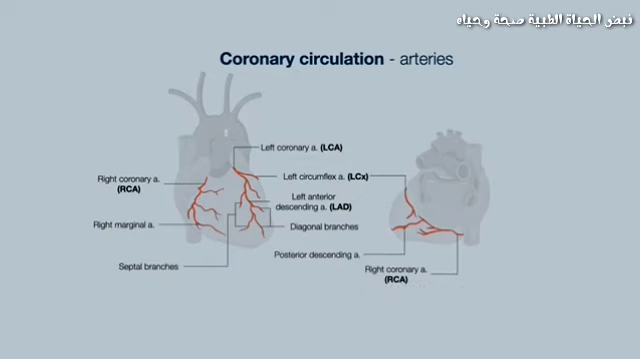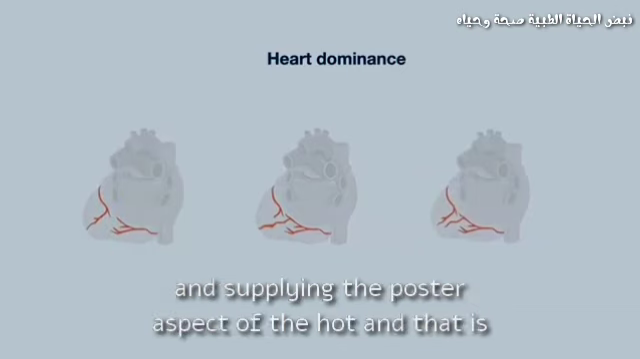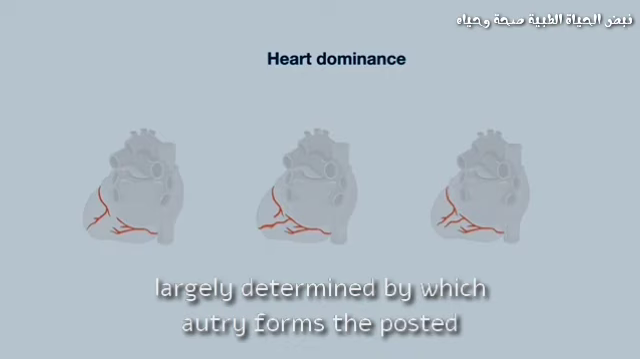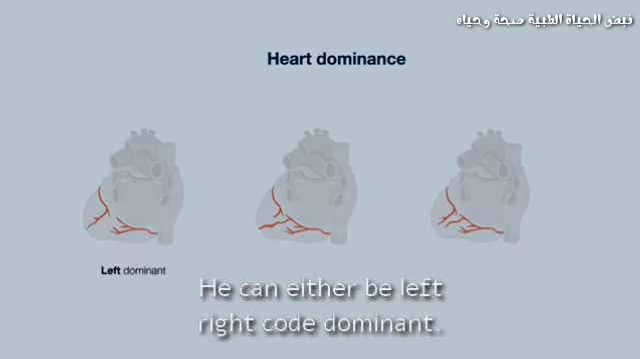Coronary dominance refers to which artery dominates in supplying the posterior aspect of the heart, and that is largely determined by which artery forms the posterior descending artery. It can either be left, right, or codominant.